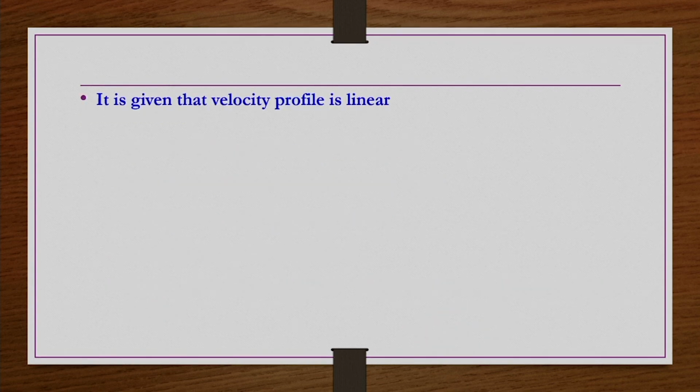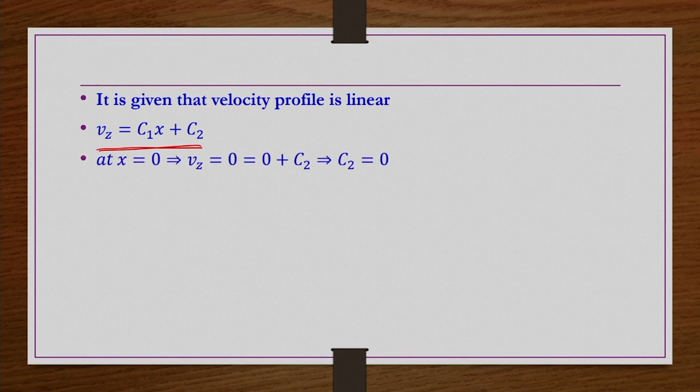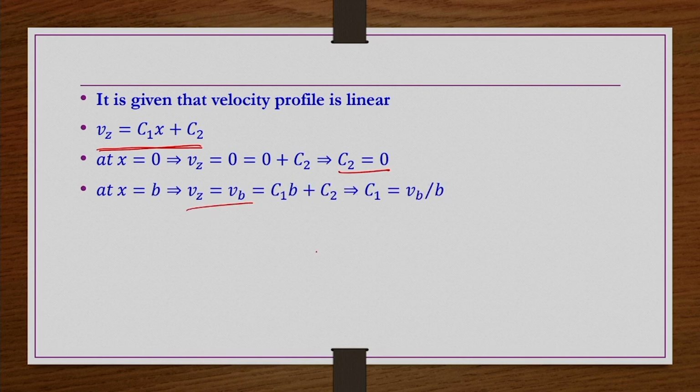It is given in the problem statement that the velocity profile is linear, that means V z is some constant C1 times x plus another constant C2. We can have that linear profile like this. So, let us find C1 and C2. At x equal to 0, V z is 0, so C2 is equal to 0. At x equal to b, V z is equal to V b, so V b is equal to C1 b plus C2. So, C1 is nothing but V b by b, because C2 is 0, right. Now C2 is known, C1 is known.